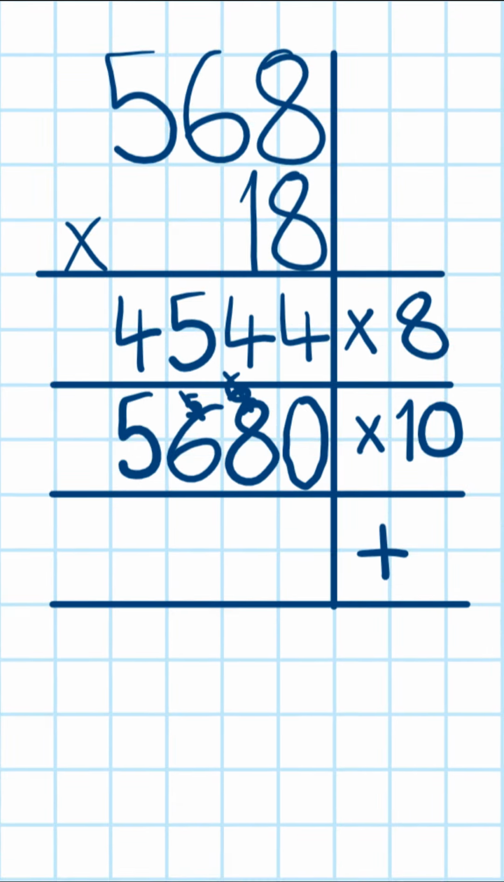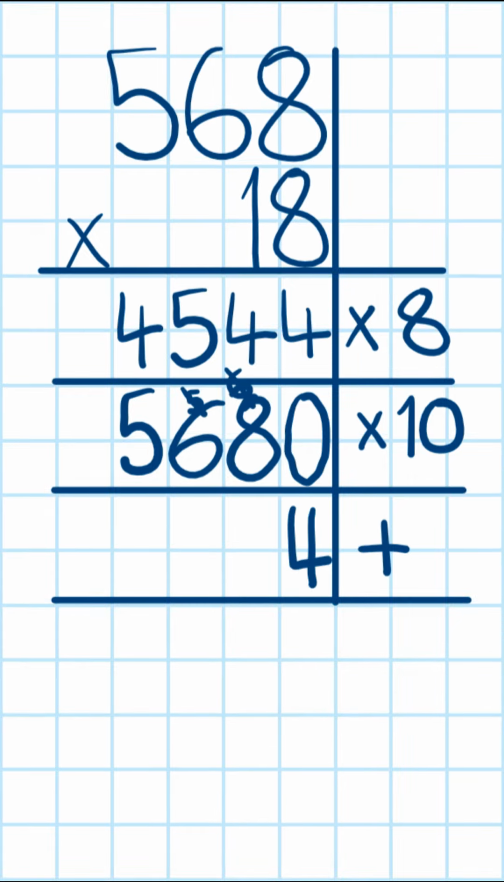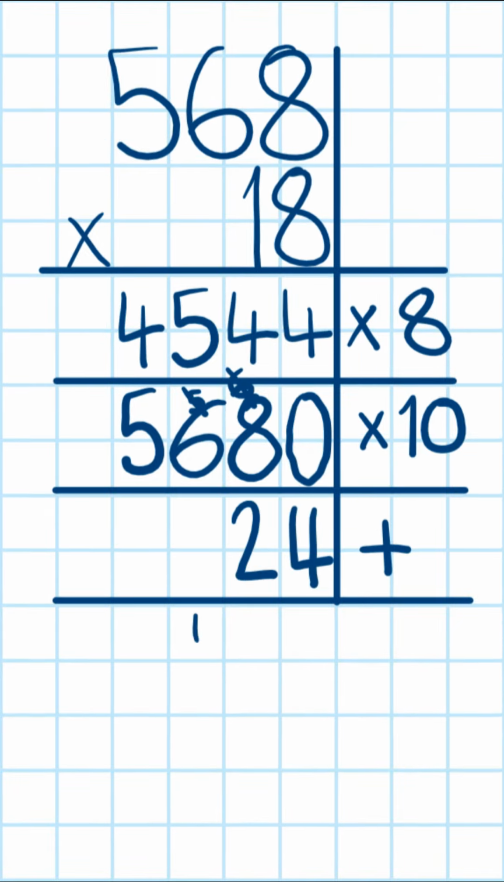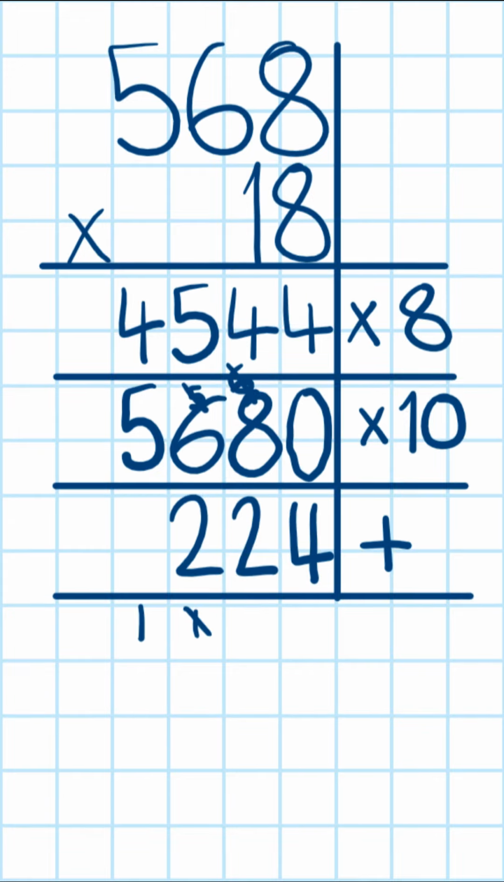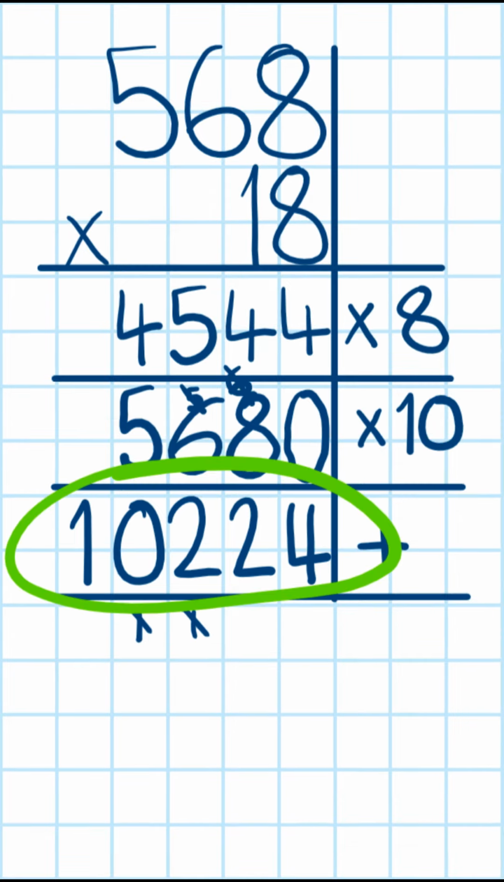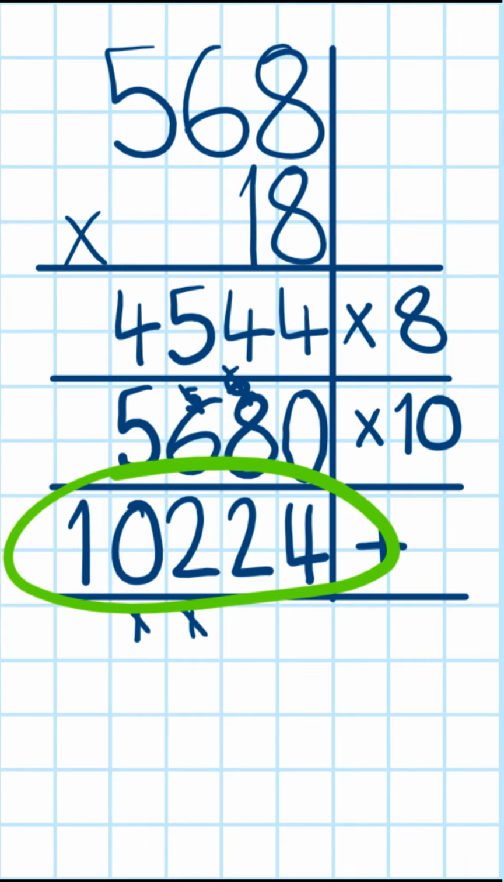We're going to add it all together now, so 4 plus 0 is 4, 4 plus 8 is 12, 5 plus 6 is 11, plus the 1 we carried over is 12, and 4 plus 5 is 9, plus the 1 we carried over is 10. So now we have 10,224 being 568 times 18.